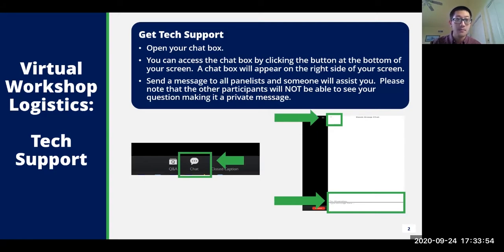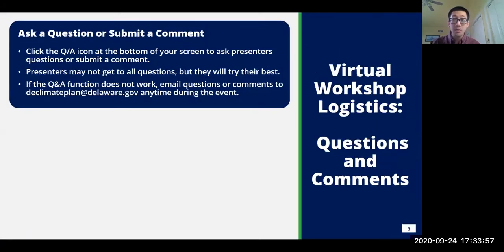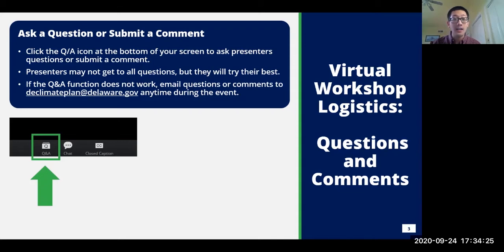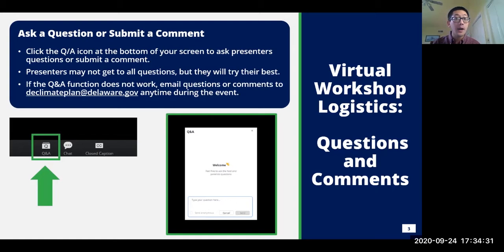additional resource. During this workshop, you will also have the opportunity to ask a question or submit a comment related to the content of this workshop. For any questions or comments that do not have to do with technical support, please use the Q&A box. Again, the Q&A box is only meant for questions or comments related to the content of this workshop. Technical support questions should be directed to the chat box. You can access the Q&A box by clicking the Q&A icon at the bottom of your screen. After you select the Q&A icon, a new pop-up screen will appear where you can submit your question or comment.